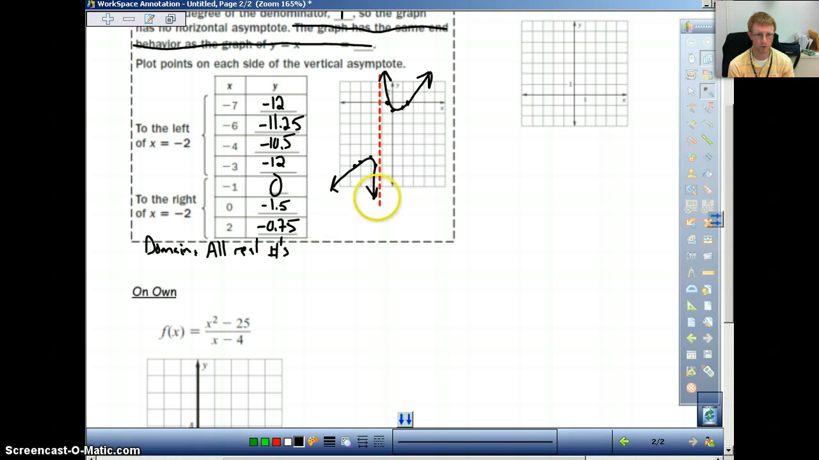Except for our asymptote, which is at -2. So we would say x is not equal to -2. Now our range is a little bit different. And here's what I'm going to tell you about this.